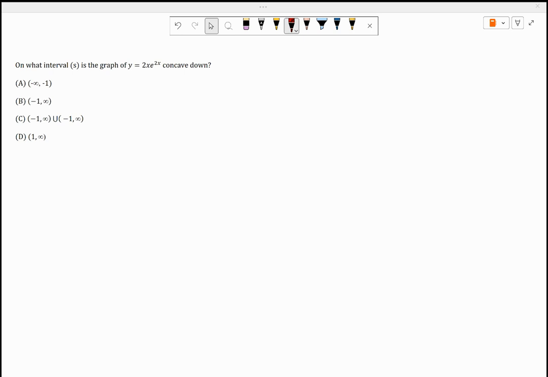Today we'll do the following problem: on what interval or intervals is the graph of y equals 2x times e to the power 2x concave down?